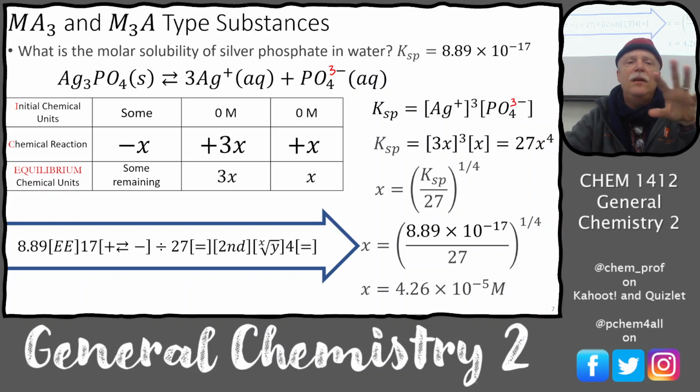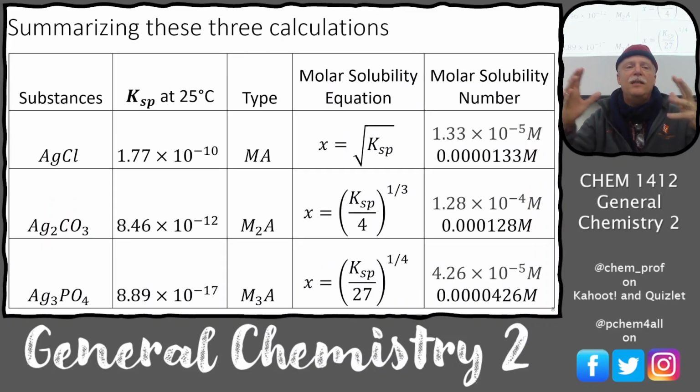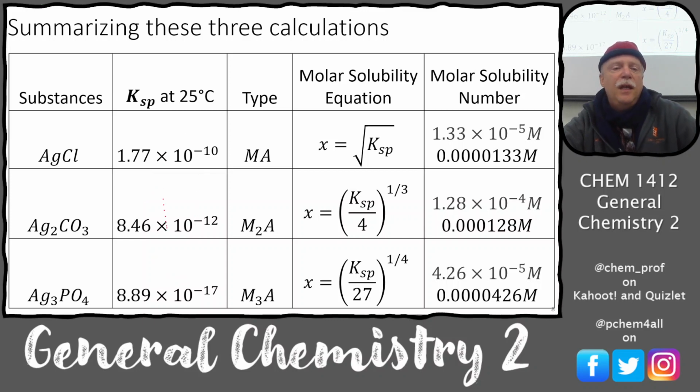We've calculated the solubility of 3 different types of substances, MA, MA2, MA3, or vice versa, M3A, M2A. And so let's summarize these calculations. So we have silver chloride, silver carbonate, and silver phosphate. And a lot of times people are tempted to look at the KSPs and say which one of these is least soluble, right? Don't look to the right of the table. Looking just at the KSPs, which would you say is the least soluble?